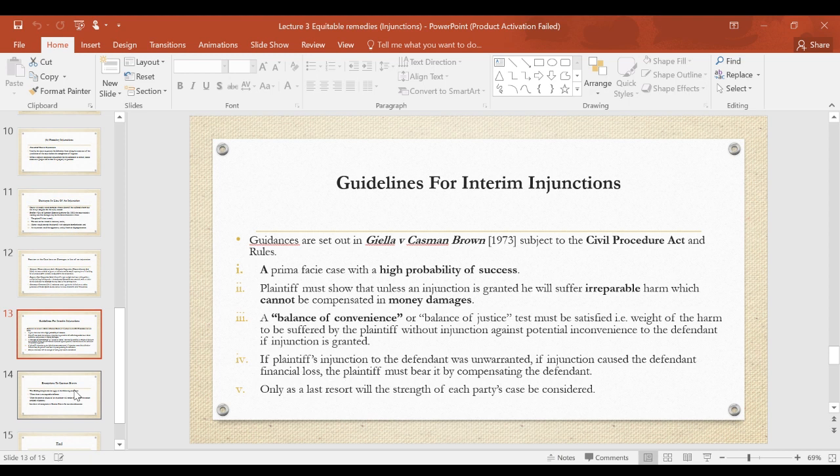Also, we have another requirement that the plaintiff, when asking for this injunction, should be prepared to reimburse any financial losses occasioned to the defendant as a result of that injunction which has been awarded by the court. So the court will want the plaintiff to demonstrate that if this injunction is granted to them, and as a result of that injunction it causes a harm or financial loss to the defendant, then the plaintiff should be prepared to compensate the defendant to the extent of that loss.